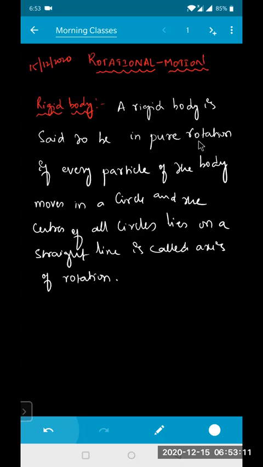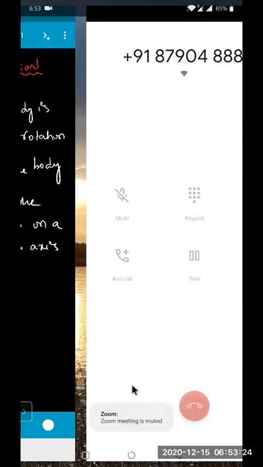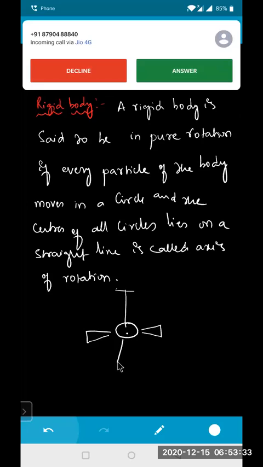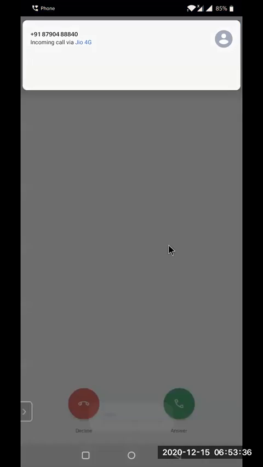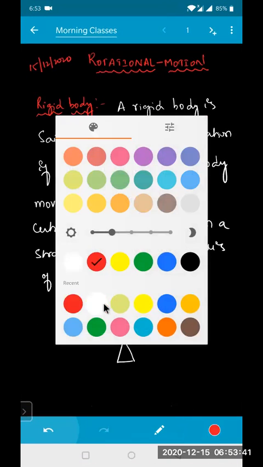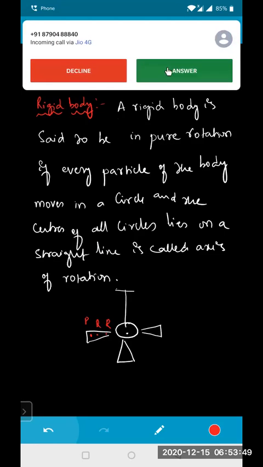So what do you mean by a rigid body? A rigid body is said to be in pure rotation. For example, a fan. If you take your fan, the axis of the fan is always fixed, isn't it? It is pure rotation because every particle is moving. So each and every point of this will always remain at the same position. Like if there are two particles here, one particle P, this one Q, and this one R, the distance from this axis of rotation.